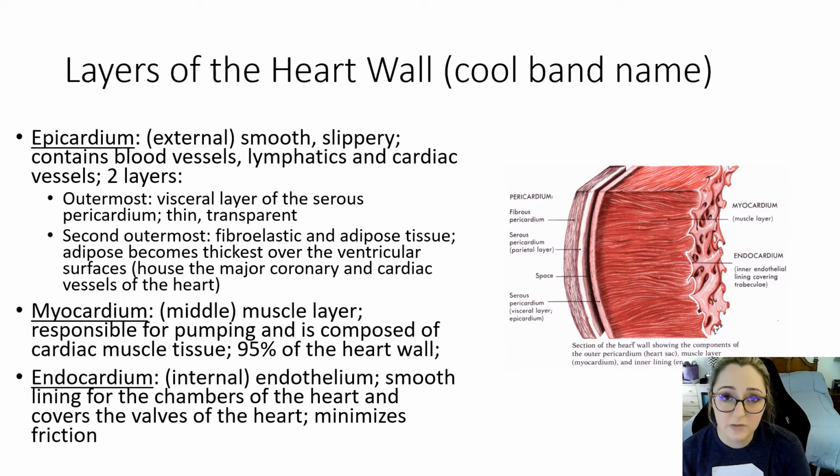The endocardium is going to be the innermost layer. It is made up of endothelium, and it has a smooth inner lining for the chambers of the heart. This is going to minimize friction as the heart has blood moving through it.